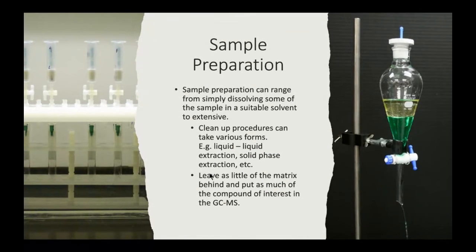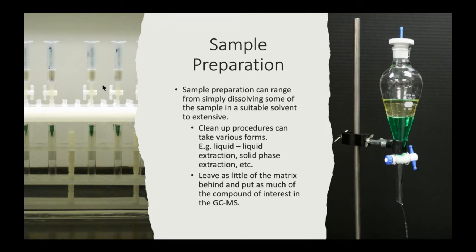Sample preparation can range from simply dissolving some of the sample in a suitable solvent to extensive methods, and we'll see that today with the two projects that we'll show. Your cleanup procedures can take various forms. You can have liquid-liquid extraction. Over here to the side, this might be a simple one. You might have hexane on top and water on the bottom. The water would be drawn out of the bottom of the container, and then the hexane would be drawn out. Then you'd re-add your water and a new layer of hexane, and shake this up to extract your compounds from your water. That's a liquid-liquid extraction.